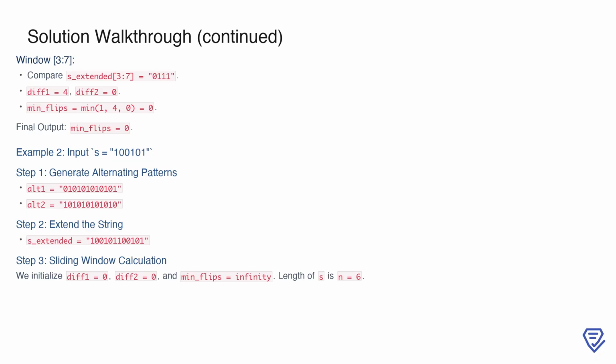Moving on to the second example, where the input string is s equals 100101, we start by generating the alternating patterns. Here, alt1 extends to 010101010101 and alt2 extends to 101010101010. The extended string becomes s_extended equals 100101100101. With the string length n equals 6, we initialize diff1 equals 0, diff2 equals 0, and min_flips equals infinity to begin the sliding window calculation.